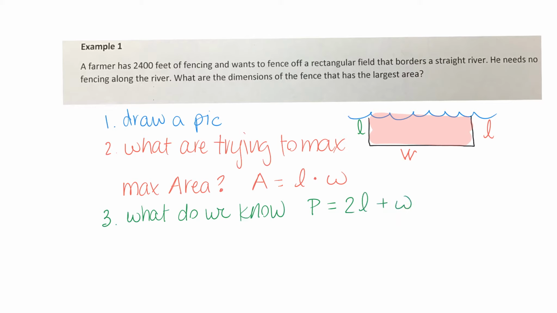And don't we know the perimeter? We were given that number. It has to be 2,400. So I'm going to actually erase this P because I know the perimeter. It's 2,400. Okay, so here's what we've got so far. We know what this thing looks like. We know that an area, a max area, is what we're looking for, and we've been given a perimeter.